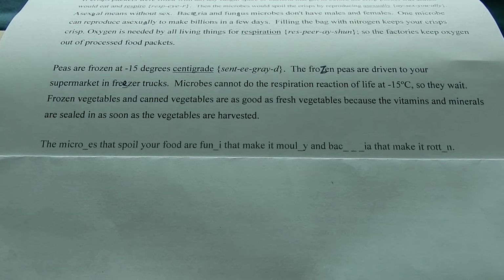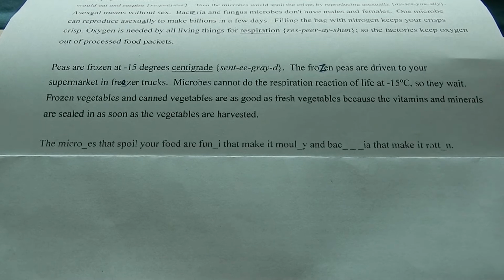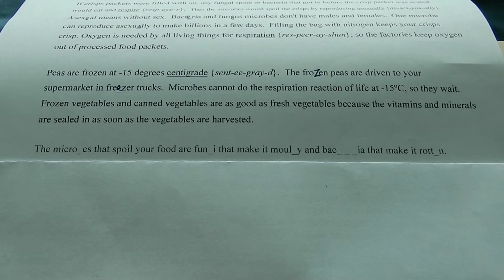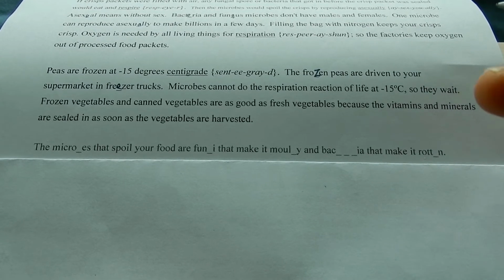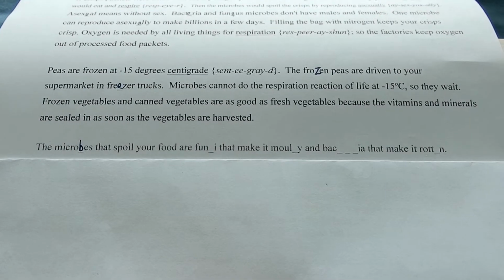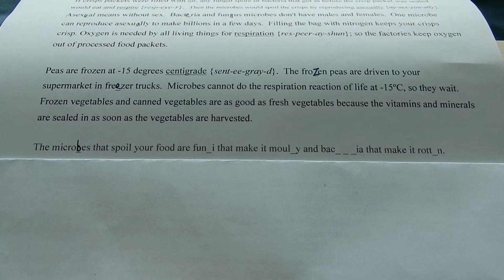So canned and frozen fruits and vegetables are often better than the fresh ones, because the fresh ones have been like a week from out of the field off the plant. Whereas the peas are only a couple of hours off the plant before they're frozen.